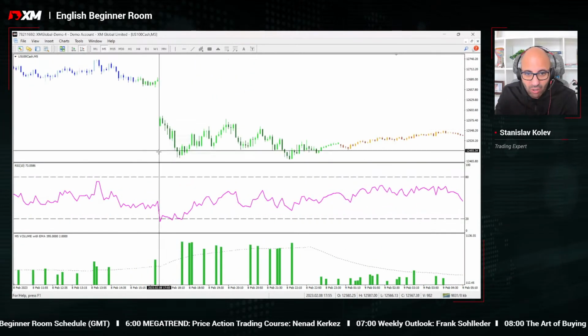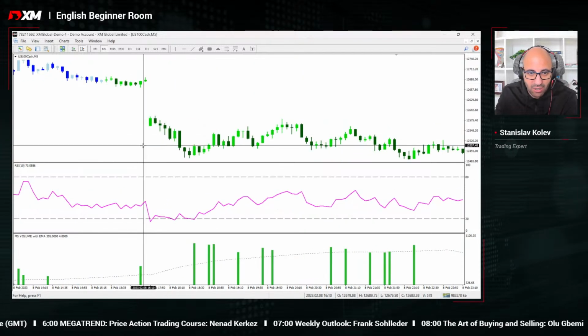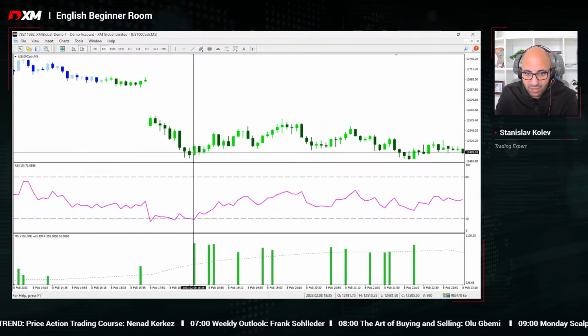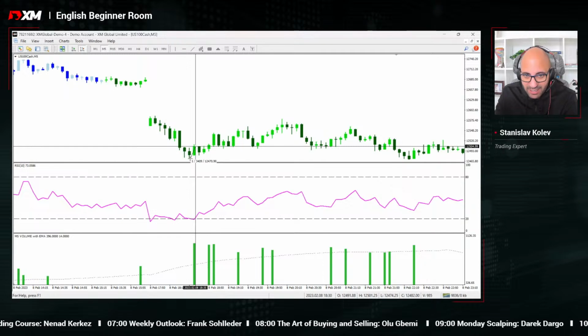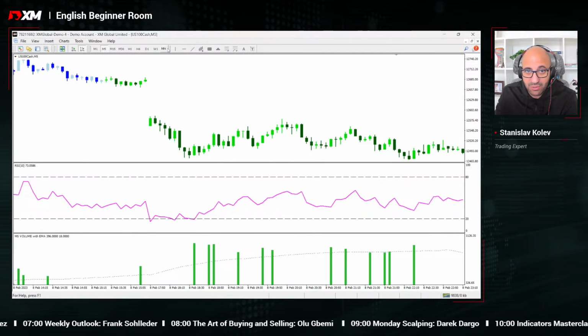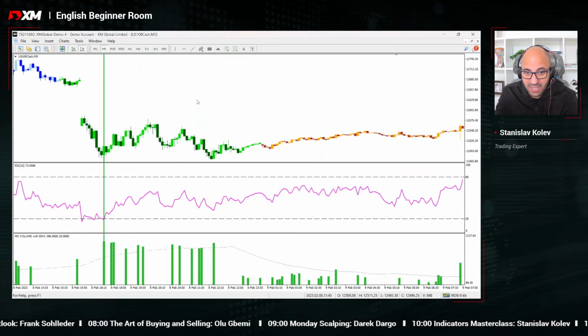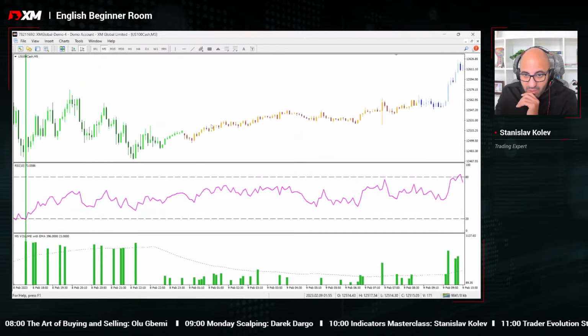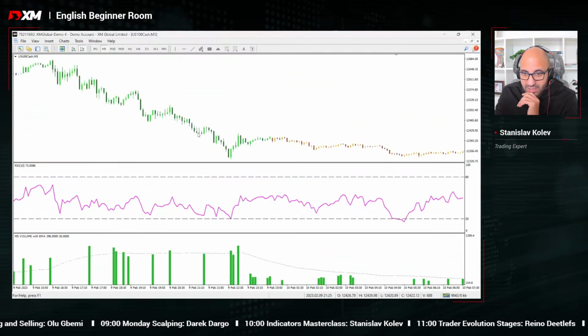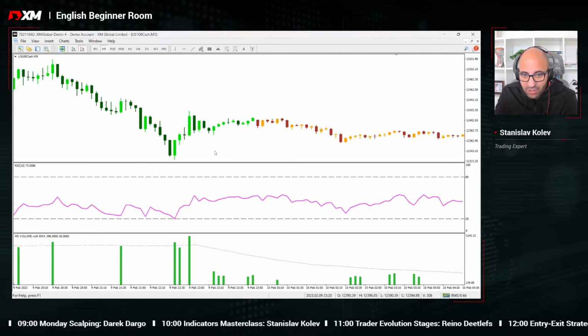Then we go to the next oversold territory. Oversold, oversold. This is the buy signal. Buy signal, 34, you get to 78, you mark this with green color, and we are moving to the next signal.